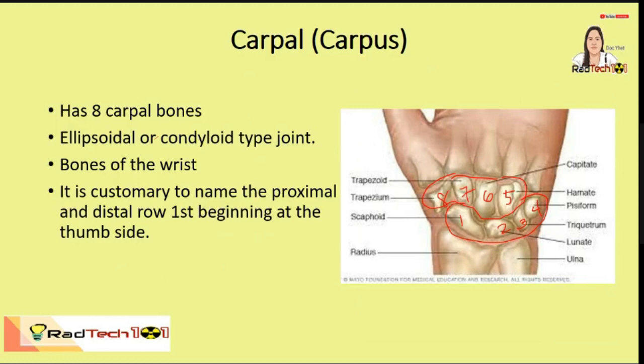So, for example, if I say, what is the seventh carpal bone? So, it is trapezoid. Or what is the fourth carpal bone? So, it is the pisiform. Or what is the first carpal bone? It is the scaphoid. Okay? How about the sixth carpal bone? So it is the capitate. So I hope that is clear. So as you can see, their shapes are ellipsoidal or condyloid shape.